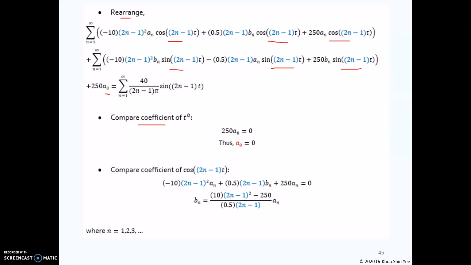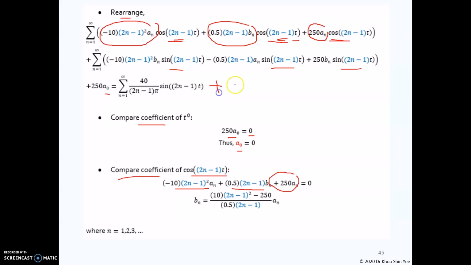To compare the coefficient for the constant, from left hand side you have 250 A0. From right hand side you don't have the constant, which is equal to 0. Therefore A0 is equal to 0. Next, compare the coefficient for the cos (2n minus 1)t, which is over here. So the coefficient here is negative 10 (2n minus 1) square an, which is this. Take the coefficient here, you have this. Lastly, you have 250 an. And then on the right hand side, you have 0 for the cos term here, therefore the coefficient is 0.